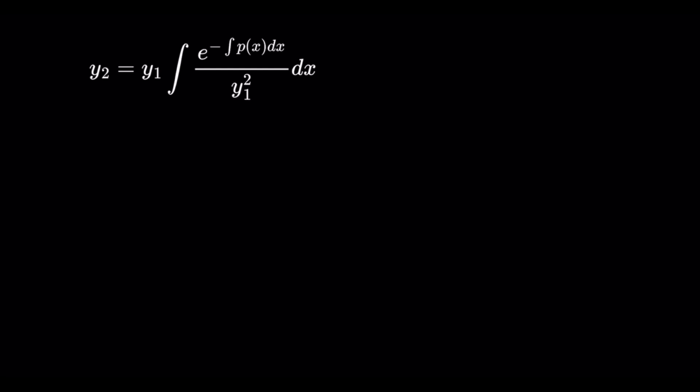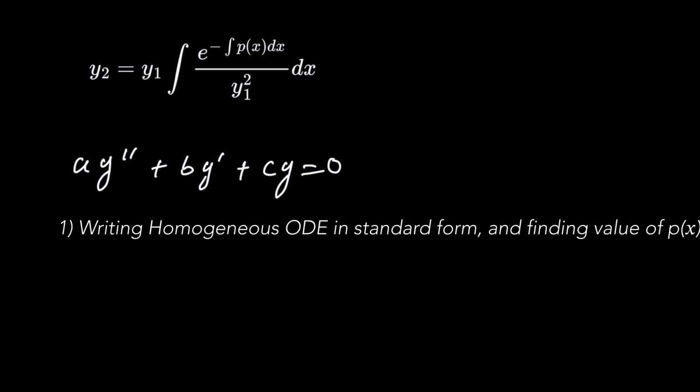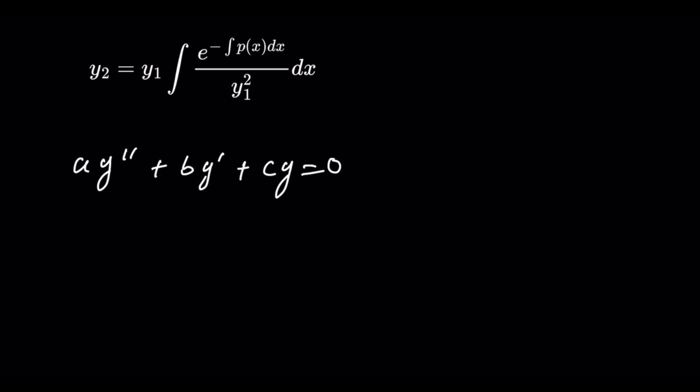Suppose we have a differential equation with constant coefficients. So first, we convert it into the standard form by making the coefficient of y double prime equal to 1. Hence, we are going to be dividing either side of the equation by a. This will be giving us this equation.